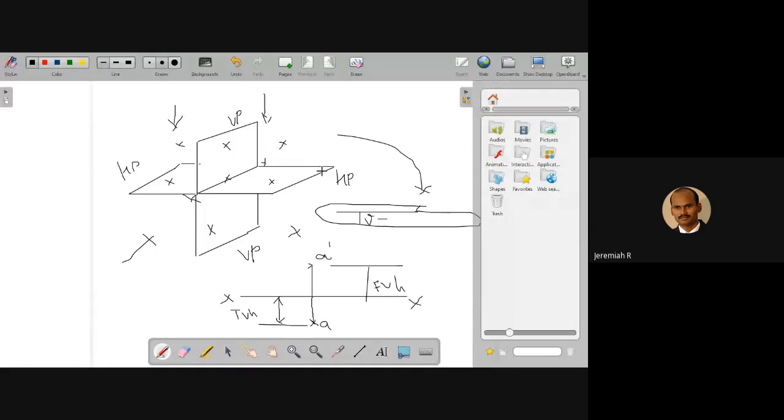So I already told you, for this topic alone, for projection of point alone, there is a possibility of any question either being given in words. So your point is 20 mm above HP and 30 mm in front of VP. That means 20 mm above HP means you will get 20 mm here. So 30 mm in front of VP means in the top view you will get 30 mm.